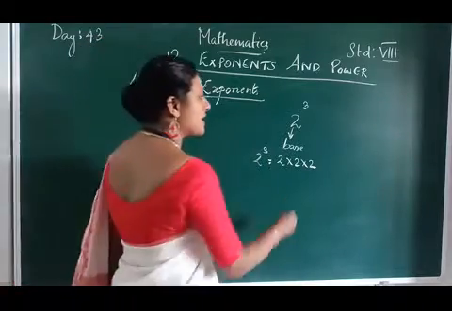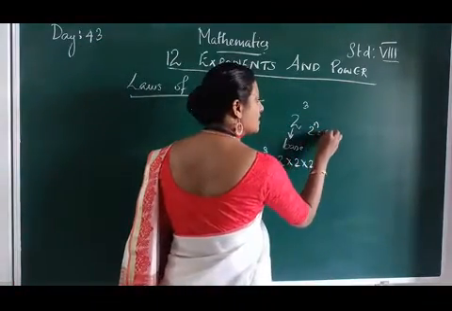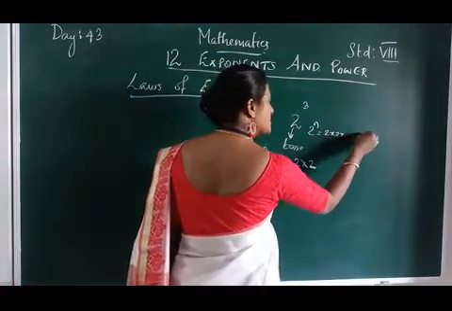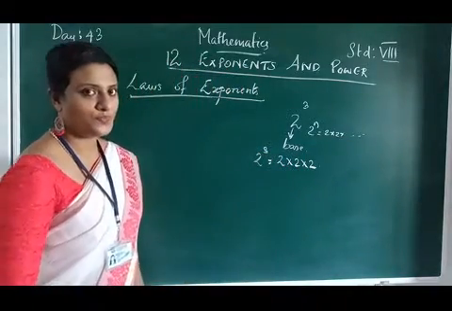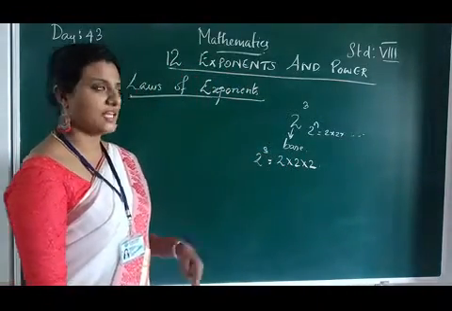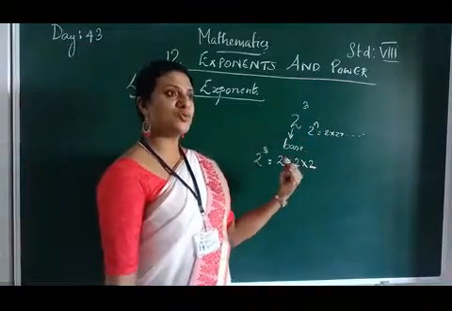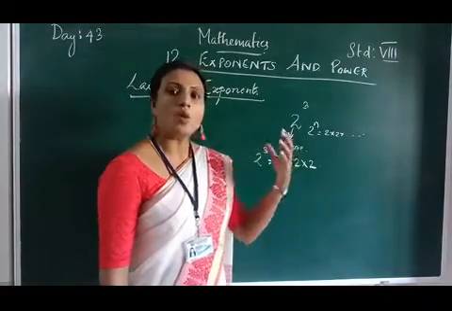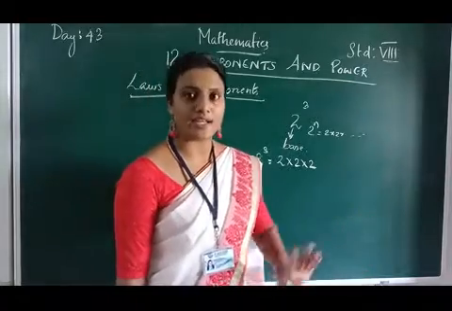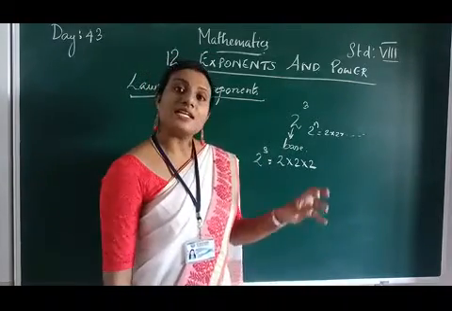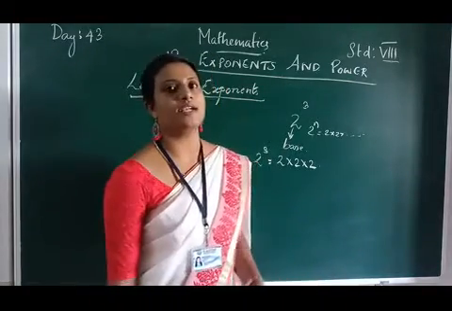2 raised to n means 2 multiplied n times. Understood? That is the meaning. 2 raised to 3 or 2 raised to 10, when I say 2 raised to 10, it should come to your mind that 2 is multiplied 10 times, not added. It is multiplied 10 times.